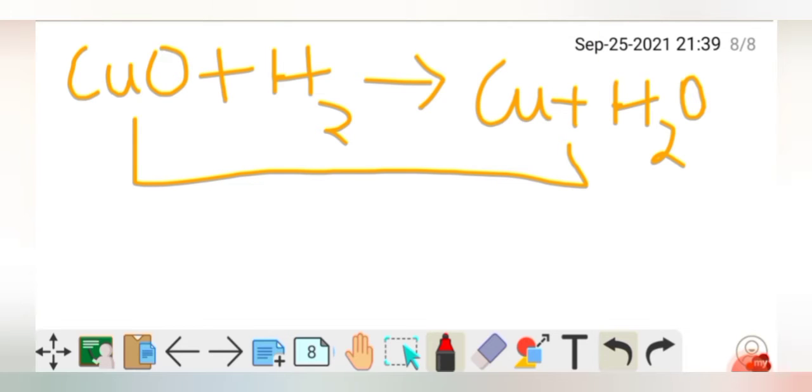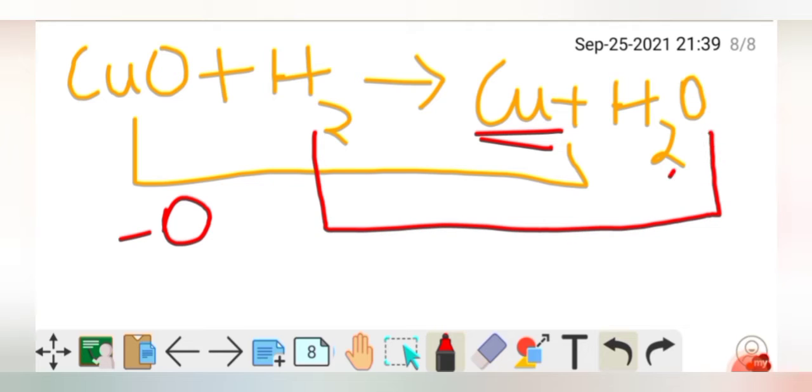See, copper oxide is displaced to copper. Okay, so oxygen is minus oxygen. It means what? Reduction has taken place here. Okay, removal of oxygen. Are you getting my point? Okay, and here, what has happened? Addition of oxygen. So basically I can say that here reduction has taken place.